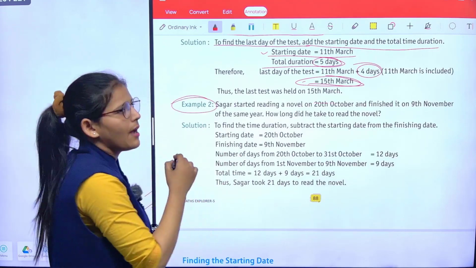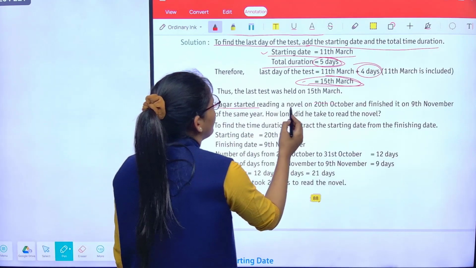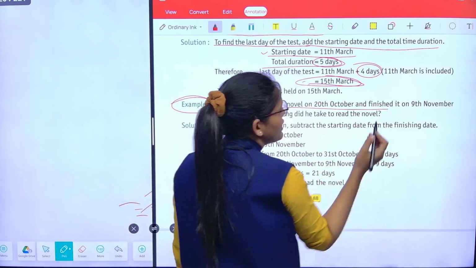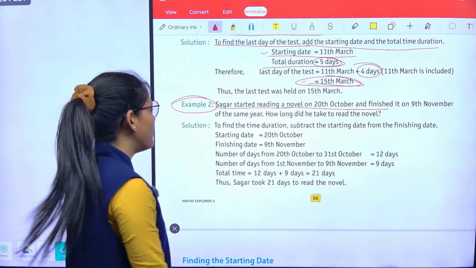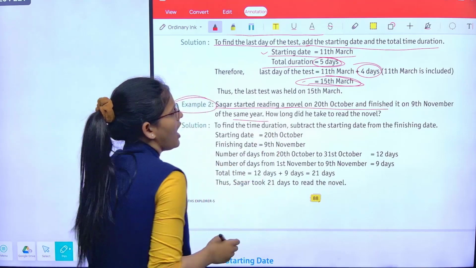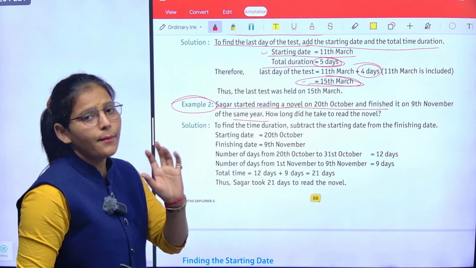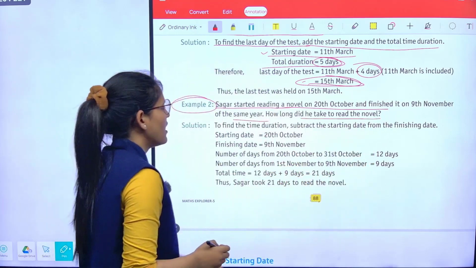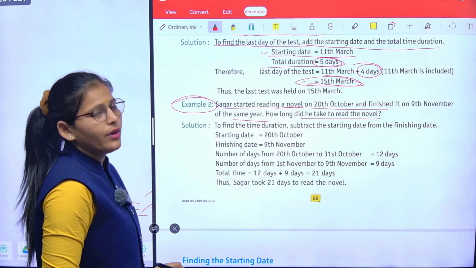Yes class, come on example number 2. Sagar started reading a novel on 28th October and finished it on 9th November of the same year. How long did he take to read the novel?